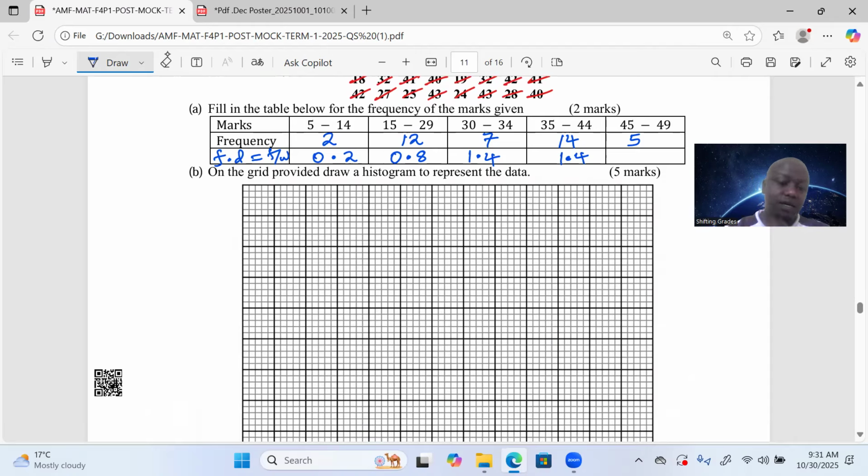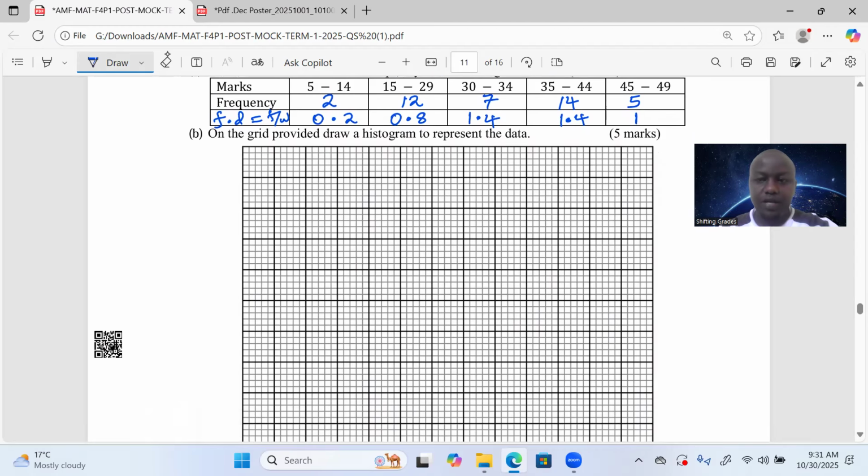And finally, 49.5, that's the upper boundary, minus 44.5. That's a class width of 5. So a frequency of 5 and a class interval of 5 gives us a frequency density of 1. So we have the frequency densities already established.